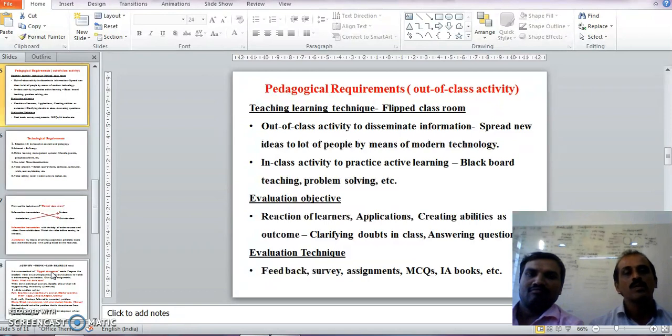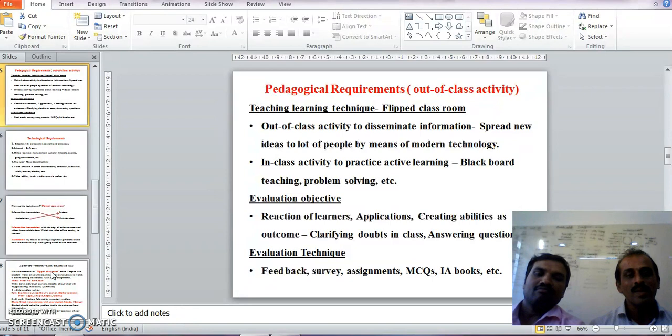Now which are all the pedagogical requirements that a flipped classroom activity needs? First, teaching learning techniques which involve out of class activities to disseminate information, that is, to spread new ideas to a lot of people by means of modern technology. That means you can also use NPTEL or ICT based activities. In class activities, to practice active learning, use the traditional method like blackboard, discussion and problem solving with the faculty or with the students, in a single or in a group way.